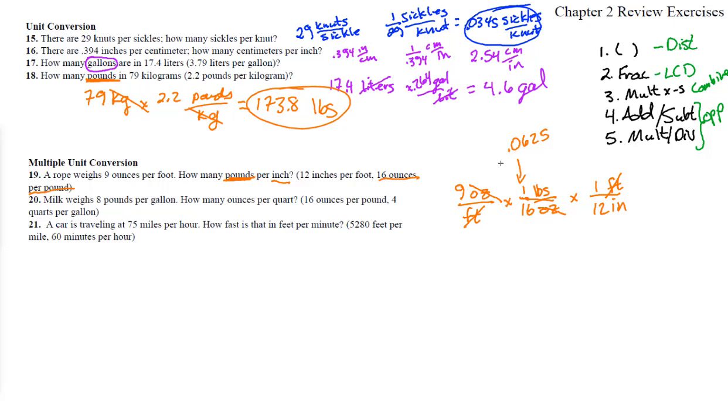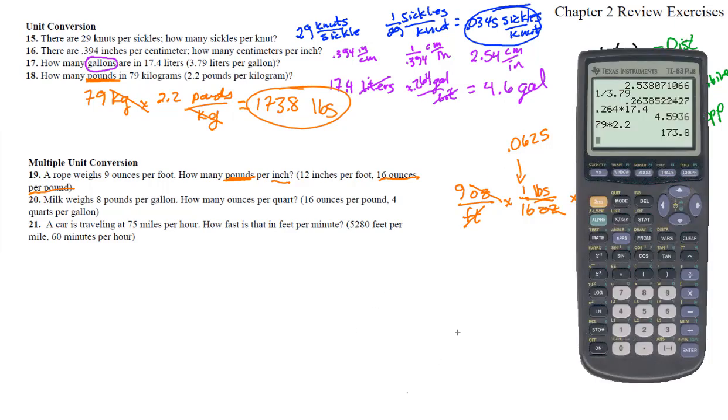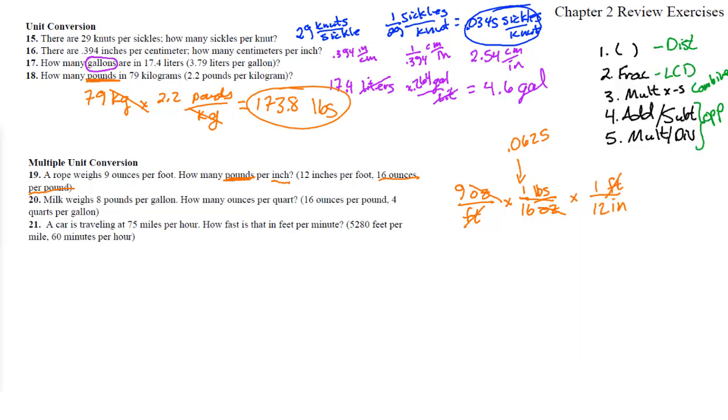And so now we have 9 times 0.0625, and then let's take 1 divided by 12 and see what this other is, 0.08333. So this guy right here is 0.0833 forever. So we need to take 9 times 0.0625 times 0.083333, and then that will give us how many pounds per inch.